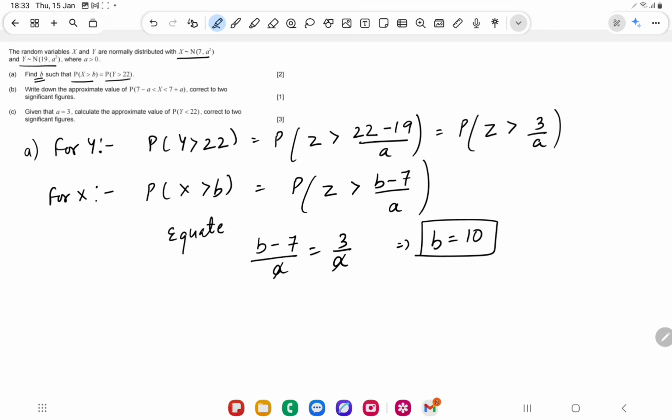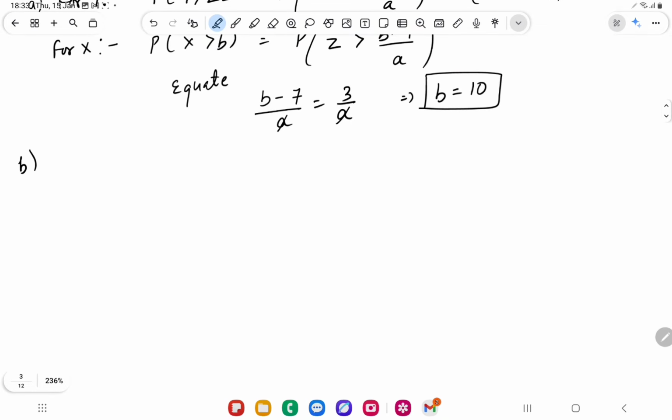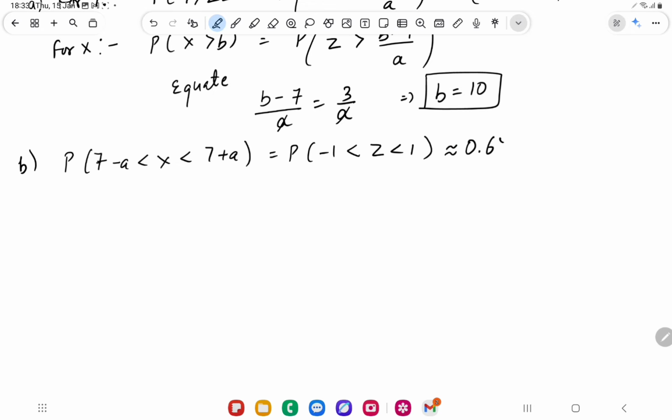Now in the b part, write down the approximate value of this. Correct your answer to two significant figures. Now how will I start? For this, from normal table, first I will copy what the question is saying, x less than 7 plus a. Now from normal table, I can write this as z between minus 1 and 1, and from the table you can see this as 0.68.